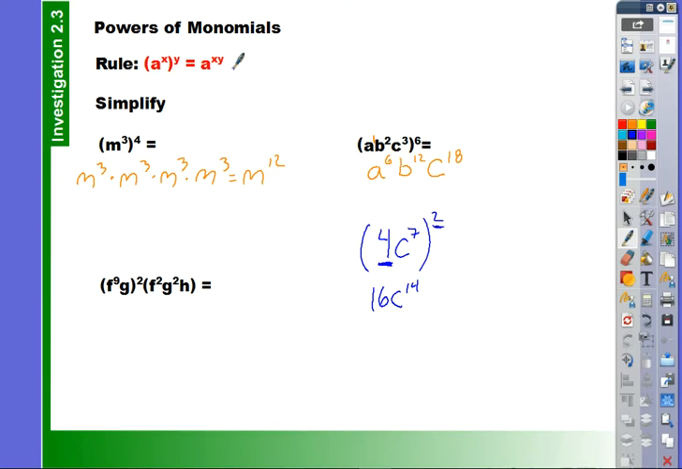And finally, if that wasn't enough, we are now going to blow your mind by putting the two rules together into one problem. Whoa! All right. So we have f to the 9th g, and that is squared, times f squared g squared h. I know. It's craziness right here.